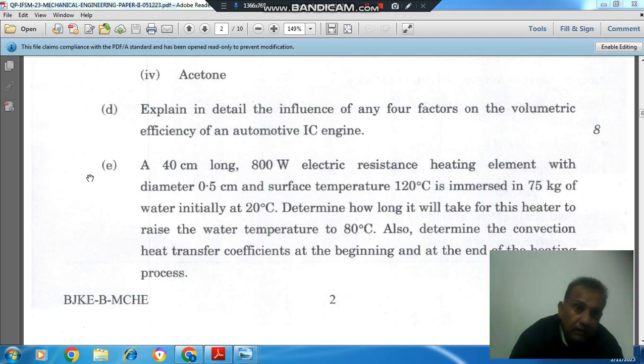Hello, welcome again. We are solving Indian Forest Services Mechanical Engineering Paper 2 of year 2023. Question number 1D is: explain in detail the influence of any four factors on volumetric efficiency of an automotive IC engine.